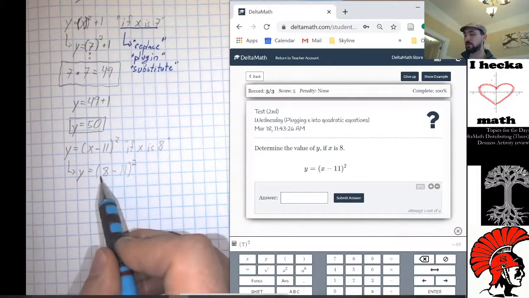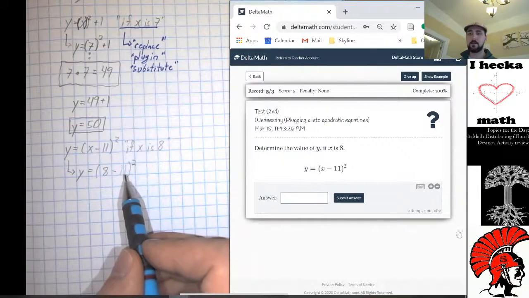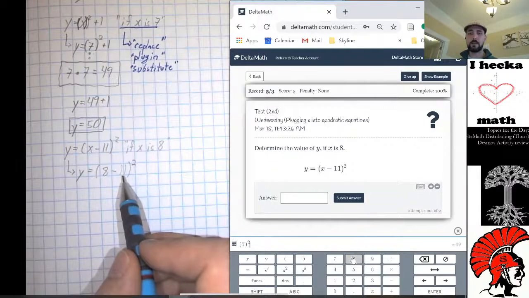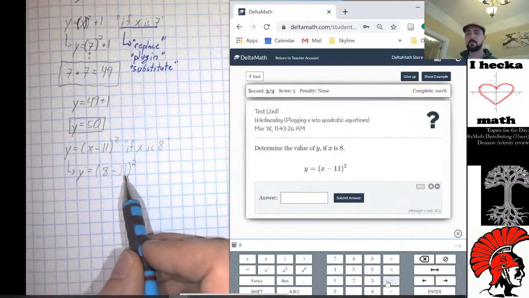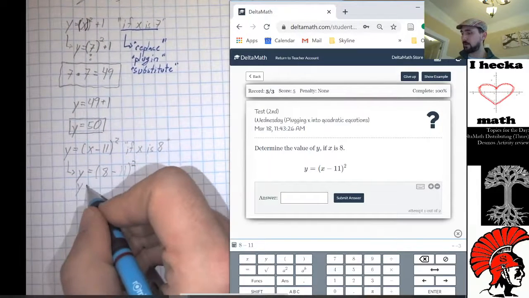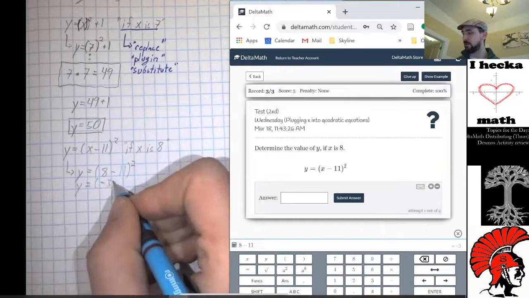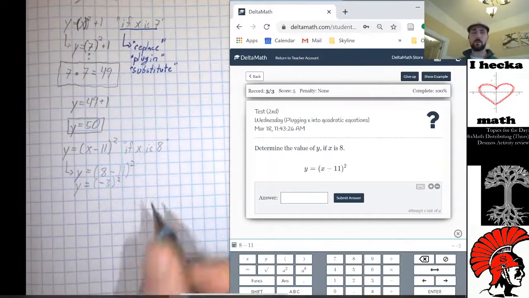Okay, 8 minus 11, right? PEMDAS tells us we have to do what's inside the parentheses first. So 8 minus 11. Oops, I keep deleting the calculator there. Okay, 8 minus 11, and then the answer over here is -3. So I'm going to write that. Again, copy the y, copy the equal sign, -3, copy the parentheses, squared.